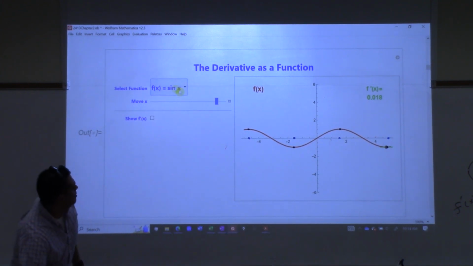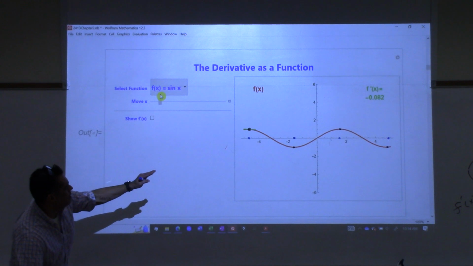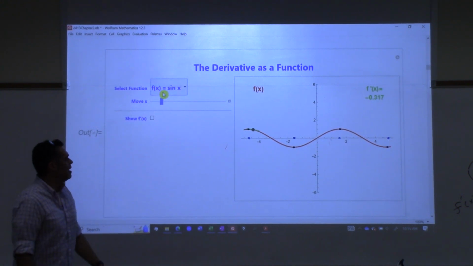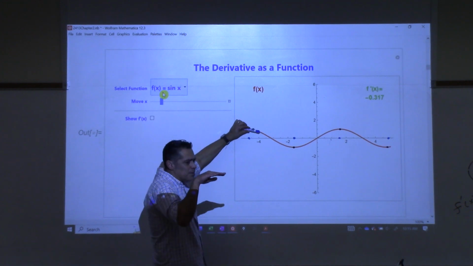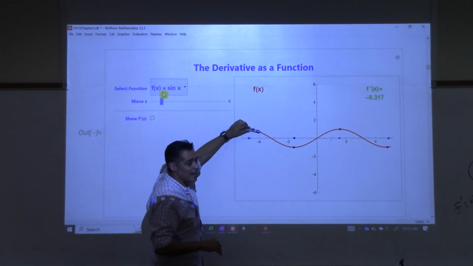Now what I'm going to do, let me back this thing up. Let me go back to this one. And I imagine that if I just go to the right a little bit, like right there, I'm going to get a small, because it's just barely pitched down, a small, what, positive or negative? Small negative, right?